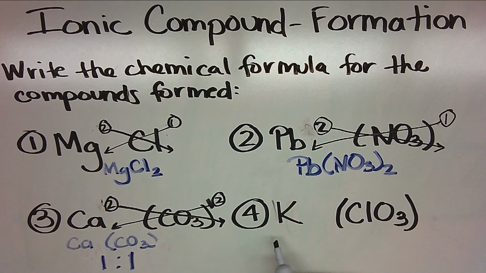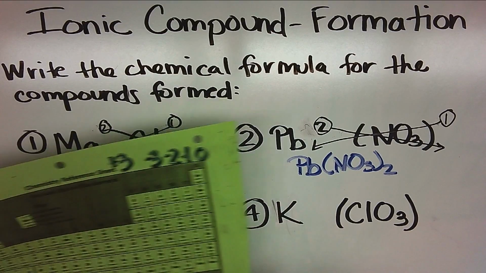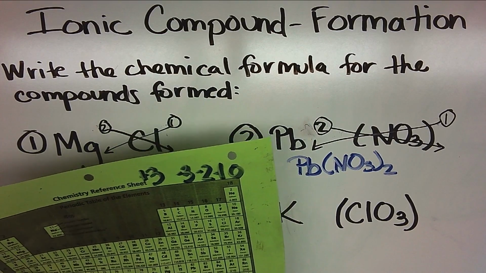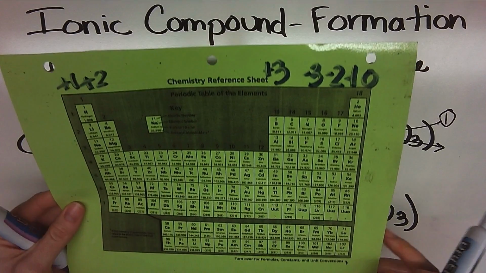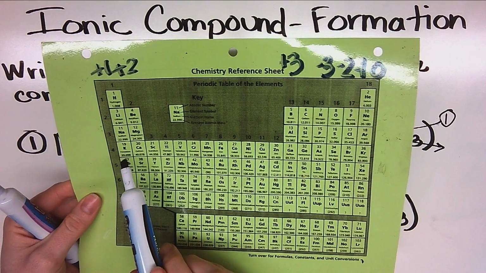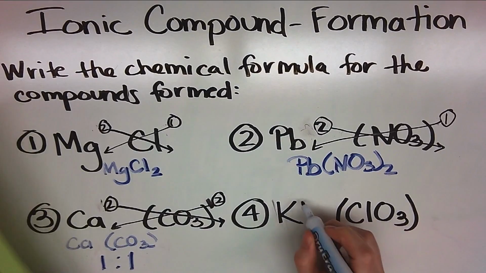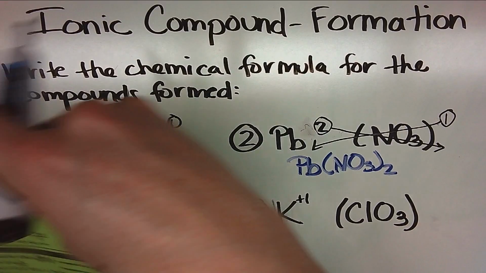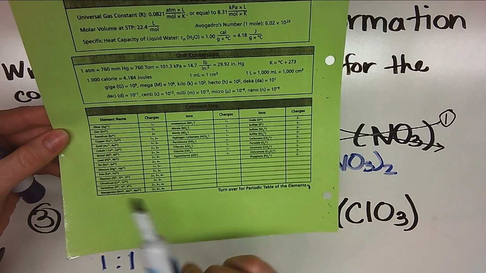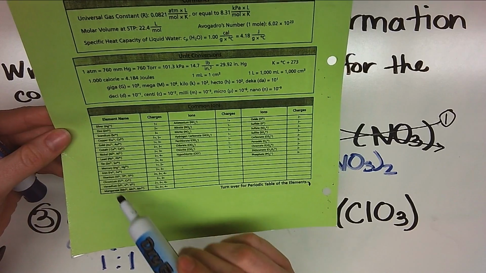So I have potassium, and then this is a chlorate group. This is a polyatomic ion. So potassium is not a transition metal. It's in the alkali metals. So I can use my periodic table trick. So here's potassium. So it's going to have a +1 charge. I'm going to look for the charge of this common ion on the back of my reference sheet. So when I do that, I search through.